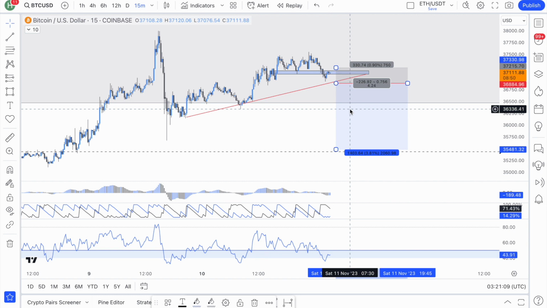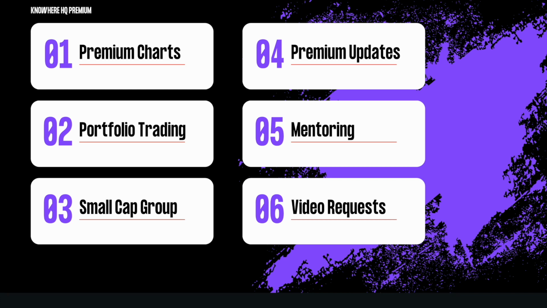So I'll do more lower time frames, things like that. You can expect about 2 to 3 per day on average, so that's about 20 to 30 per month. That's already probably well worth it for a lot of you guys. So that's the premium charts, the first one. The second one is going to be portfolio trading, or a trading portfolio, perhaps, depending on how you want to view that.